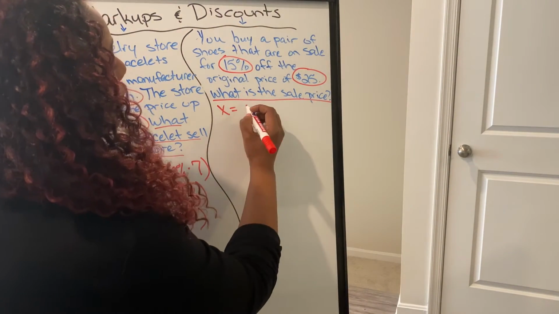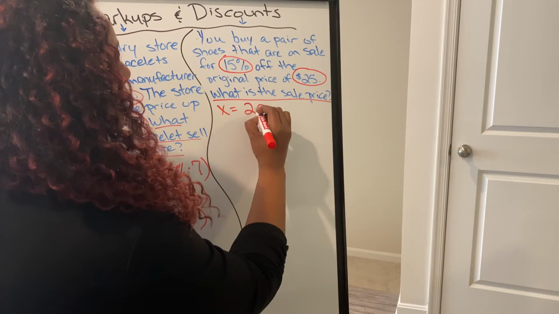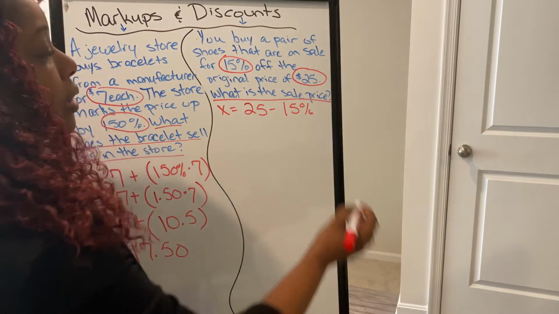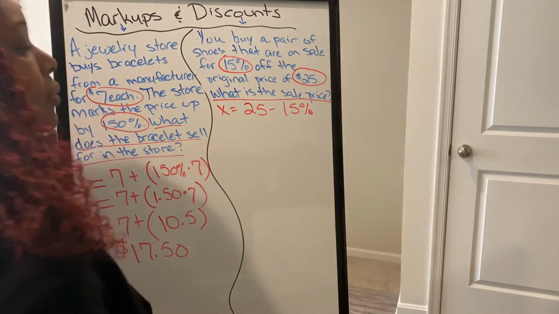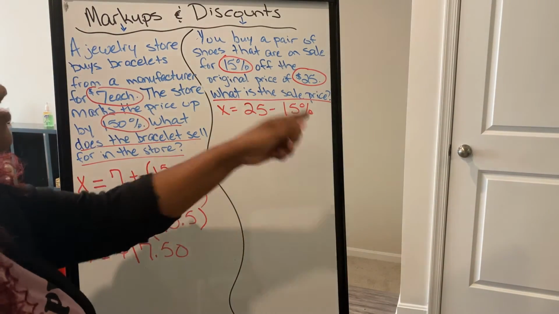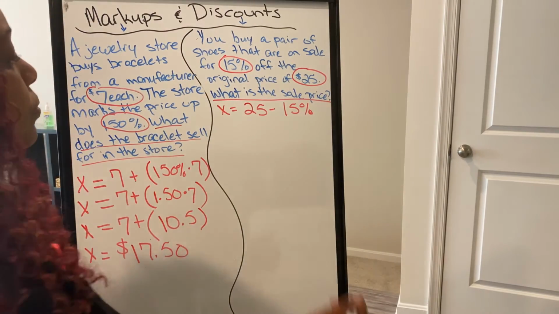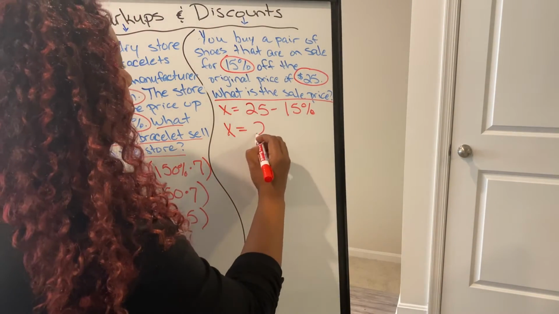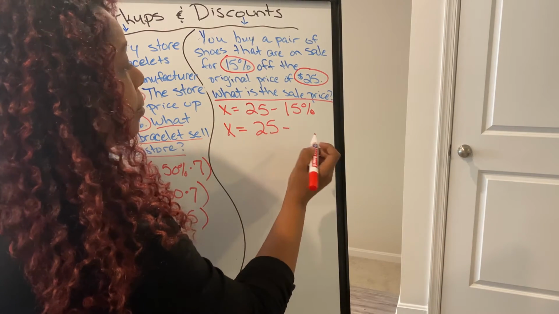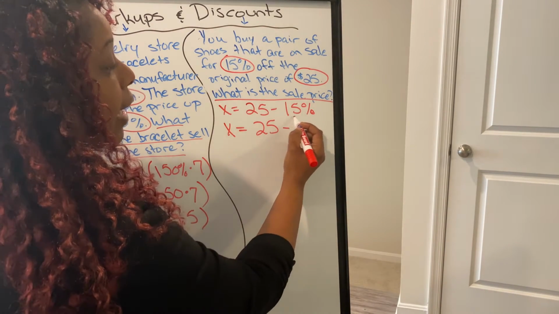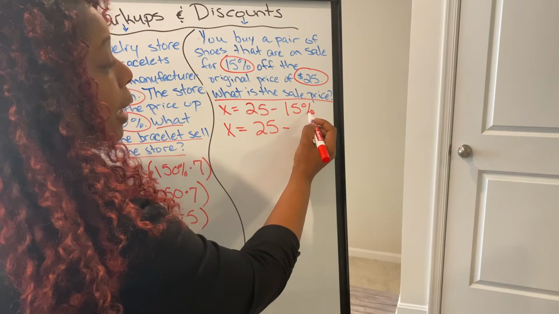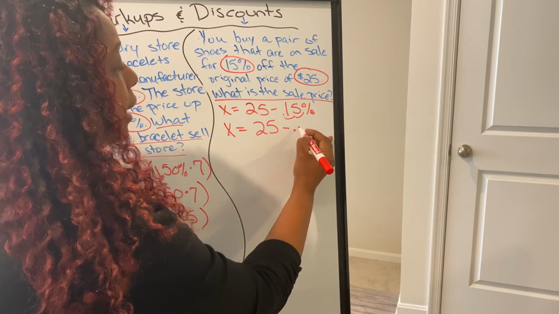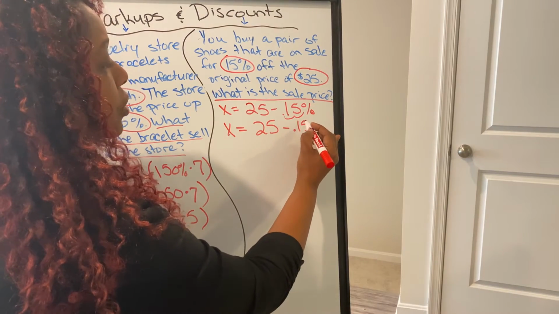So I'm going to have my original price, which is $25, minus my discount of 15%. You have to turn the 15% into a decimal. That's where that converting comes from. 25 minus, how many zeros do I have? I have 2, or I can take my percent and move it 2 places, and I get 15 hundredths.